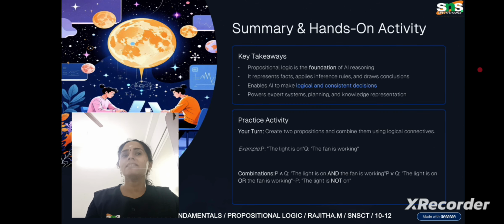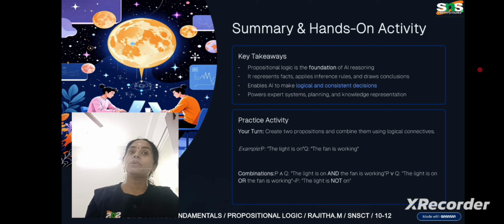And the summary: propositional logic is the foundation of reasoning in AI. It helps AI represent facts, apply inference rules, and draw conclusions logically. It is used in expert systems, planning, and natural language understanding.